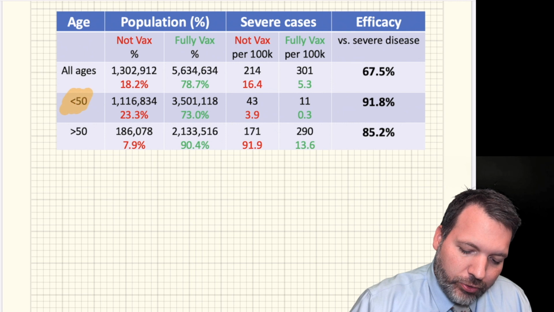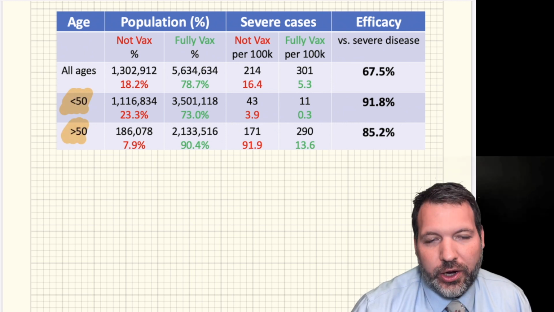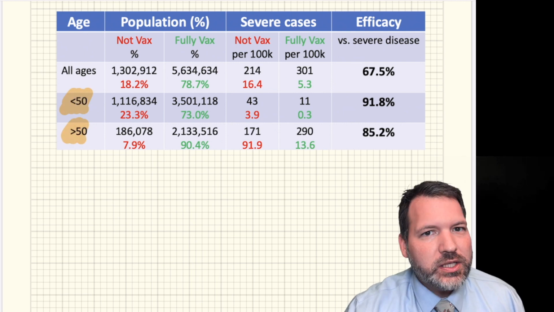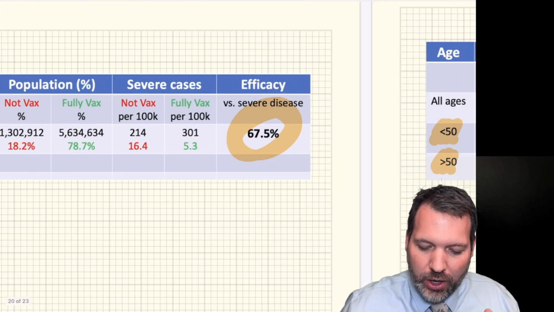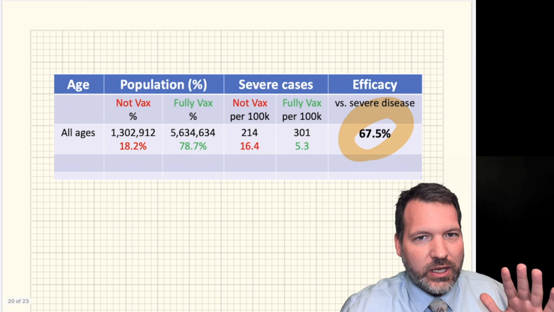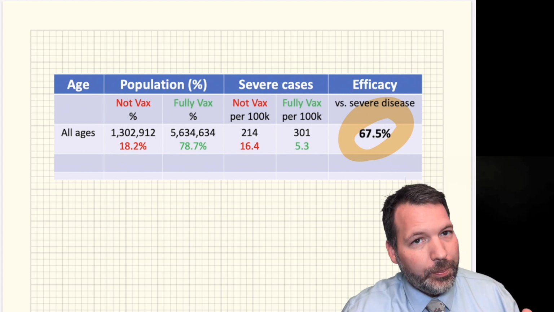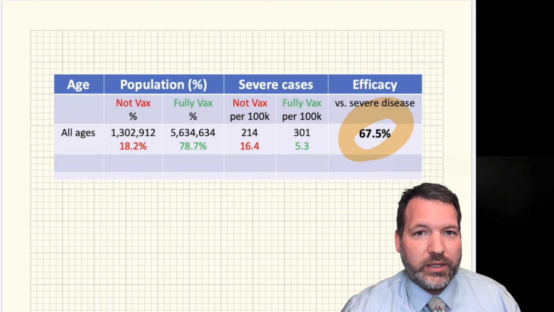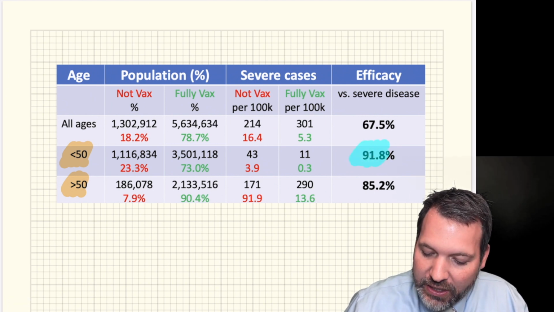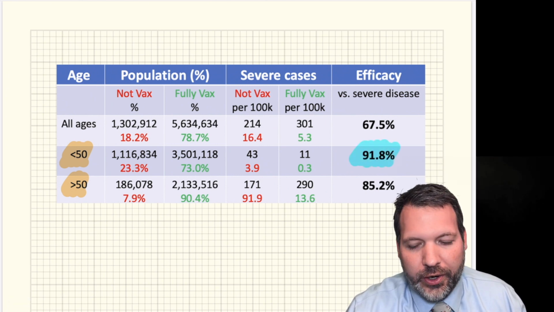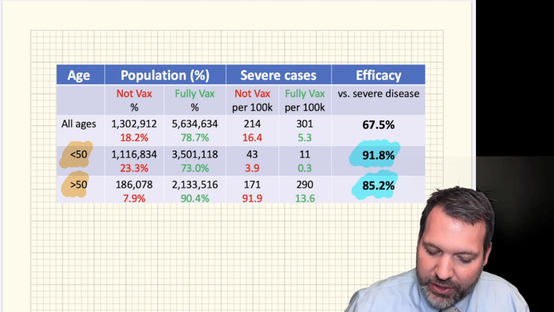So I'm looking at two groups, under 50 effectiveness and over 50 effectiveness. And this is the Simpson's paradox part that just blew my mind. Again, overall population effectiveness, 67.5%. Not bad, but not as good as we were expecting. But within our subpopulations, we're still looking at 92% effectiveness for those who are under 50, 85% effectiveness for those who are over 50.